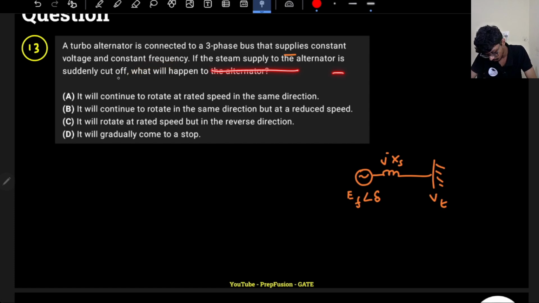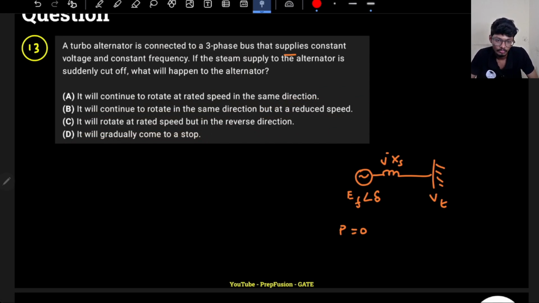Now what they are telling me is that it is operating at constant voltage and frequency. If the steam supply of the alternator is suddenly cut off, that means the input power is cut off. What will happen to the alternator? That is what they are asking. The options: it will continue to rotate at the rated speed in the same direction; it will rotate in the same direction but at reduced speed; it will rotate at rated speed but in reverse direction; it will gradually come to stop.